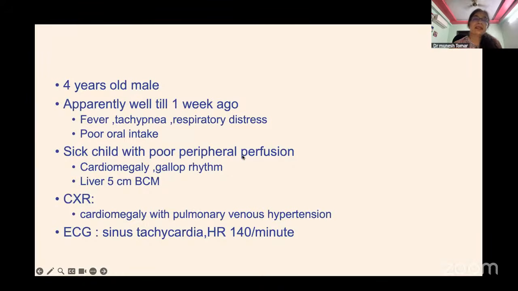Starting with the case of a 6-year-old male child presented to us with a history of 1 week only: fever, tachypnea, respiratory distress. He was a sick child presented to the emergency. On examination, there was cardiomegaly, the liver was enlarged, pulses were feeble, and he was in a sick state. X-ray showed cardiomegaly with pulmonary venous hypertension, and ECG showed sinus tachycardia.